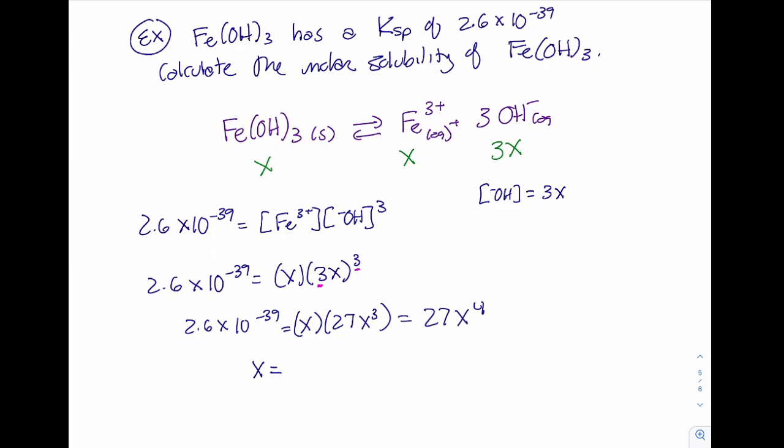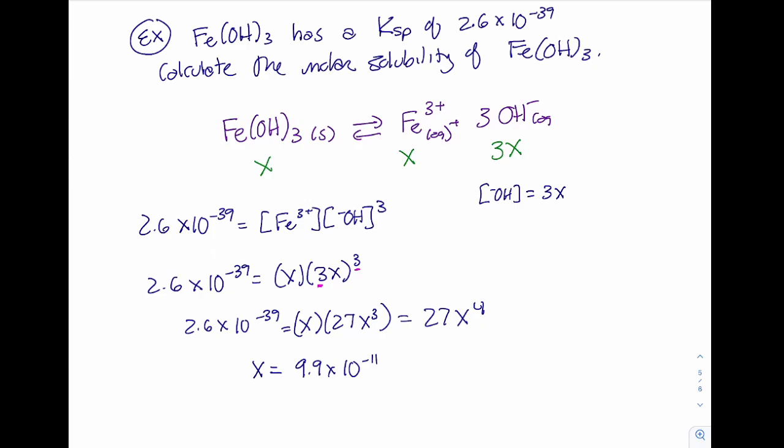And I got 9.9. I am going to double check this here real quick. 9.9 times 10 to the negative 11th. And I just want to double check here.